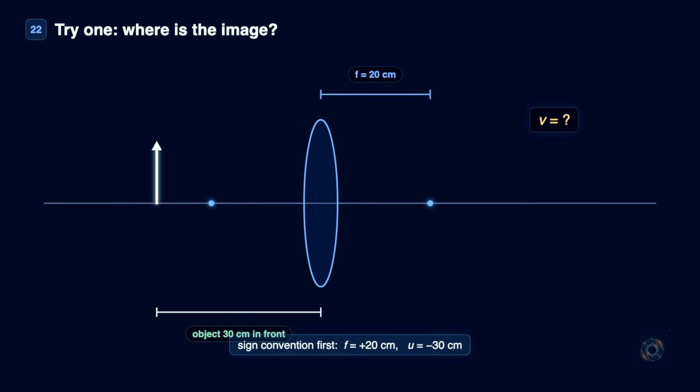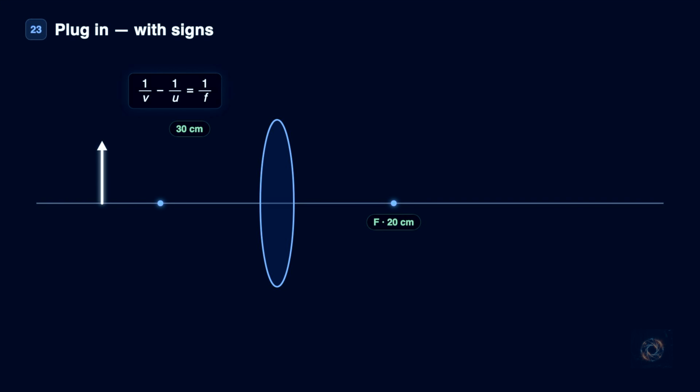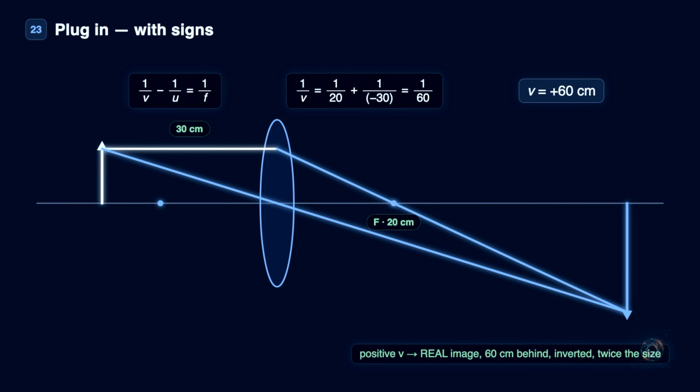Where does the image form? Plug into the lens formula. 1 over v equals 1 over f plus 1 over u. Work it through and v comes out to 60 centimeters. A real, inverted image on the far side.